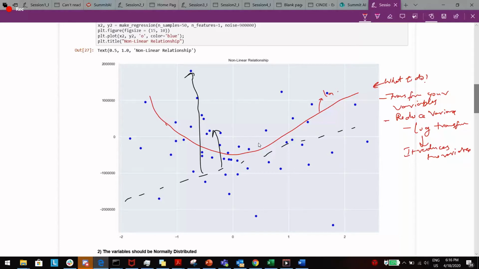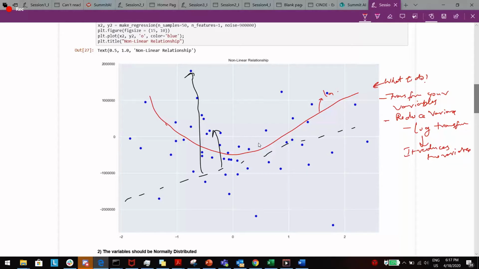But if you go to deep learning, you need not even bother about these things. You need not bother about the feature engineering, and also the variable transformations. The activation functions would take care of that. Okay, got it. Okay, thank you.